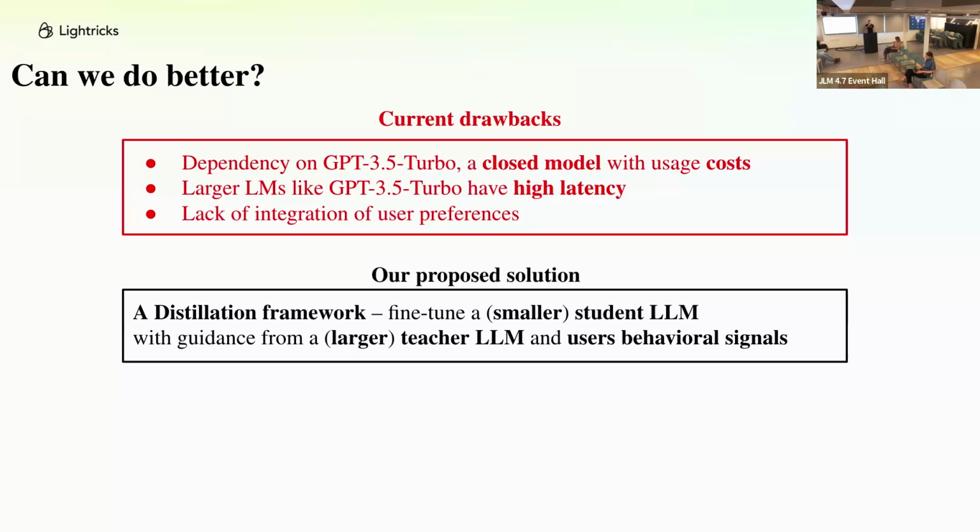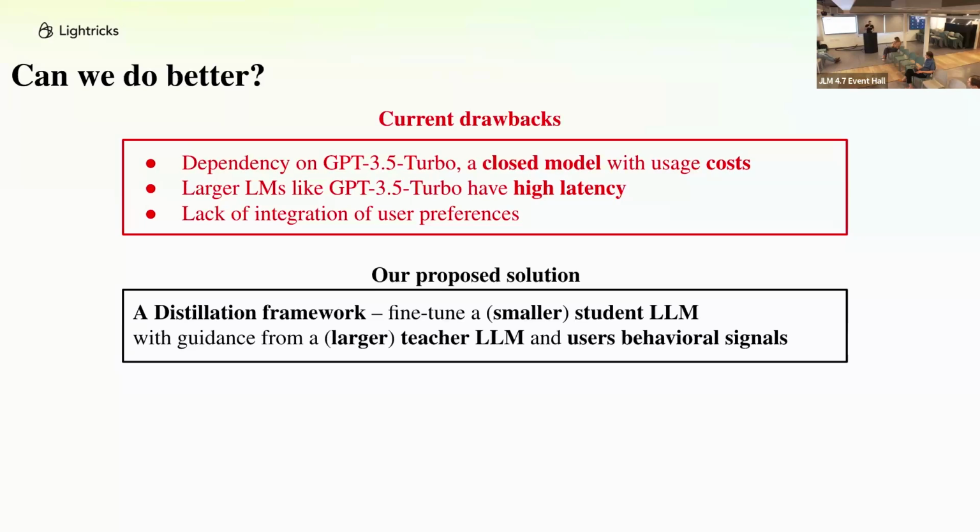Okay, so this is our proposed solution. We propose a distillation framework, fine-tuning a smaller student LLM with the guidance of the larger teacher LLM and user behavioral signals. Distillation in general is when we create data by using the responses of a larger model, the teacher. So we collect data of the responses of the teacher to requests of the users in production. And then we can use this data to fine-tune a smaller model to mimic the behavior of the larger model. But we can also take advantage of the user behavioral signals and maybe achieve not only comparable results, but even better.